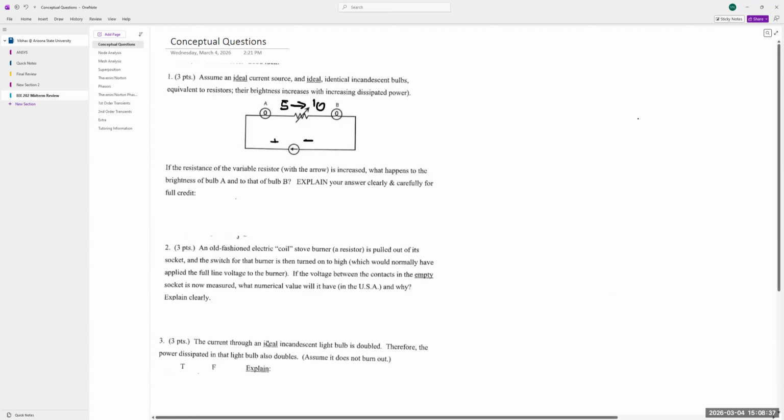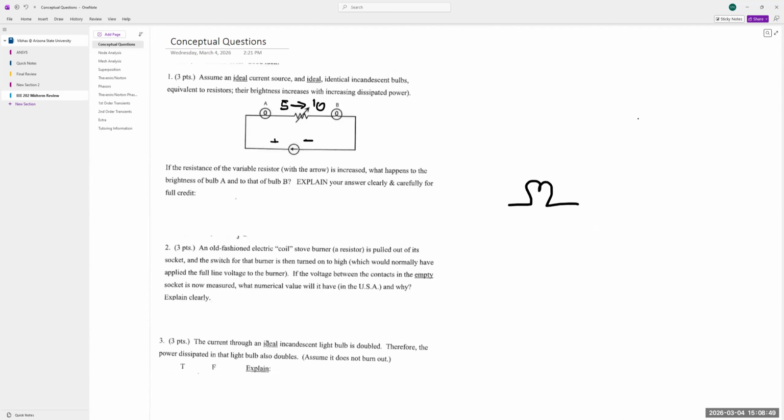The third question is asking us about an ideal incandescent light bulb. The current going through it is doubled. So this is your light bulb. The current going through it is now double the current that was going through it. What is the power dissipated in that bulb?